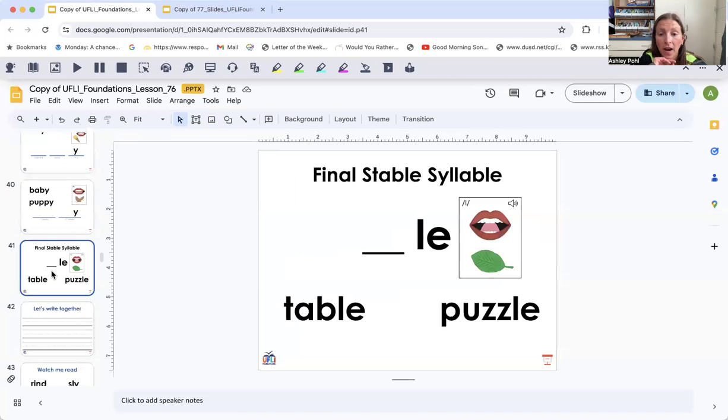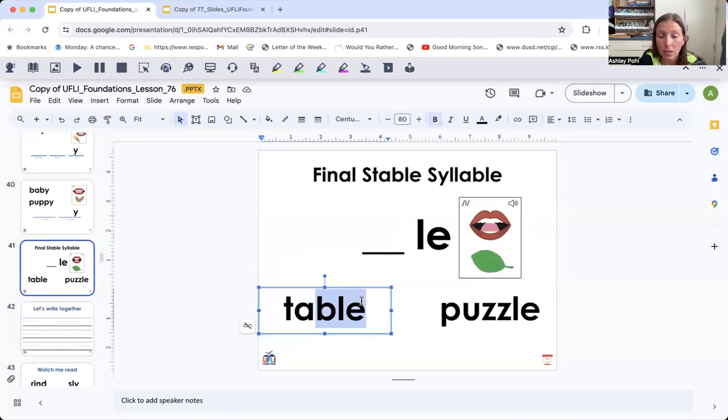And last, we learned about the final stable syllable. Again, remember to cover up those three letters and do the syllables like ta-ble. That "ul" sound is always going to be an LE.